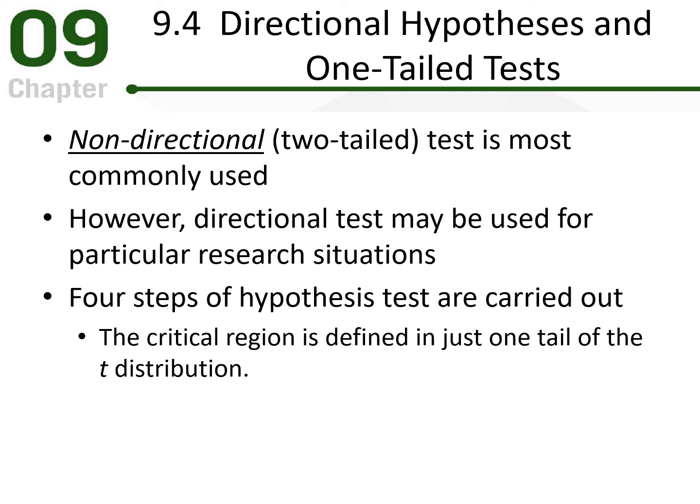You could also have, besides non-directional tests, which we've been talking about, directional tests or one-tailed tests, which are the same as the one-tailed test with Z. You have to find the critical value in either the positive or the negative tail.